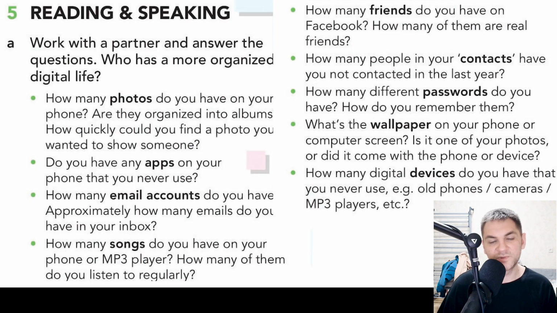Activity A. Before you read the article, talk about your own digital life with yourself, or with a partner if you have one. There are 9 questions. They ask about photos, apps, emails, songs, friends, contacts, passwords, wallpaper, and all devices. Answer each question honestly. This discussion will help you think about the topic before you start reading. I'll do this task first, of course.